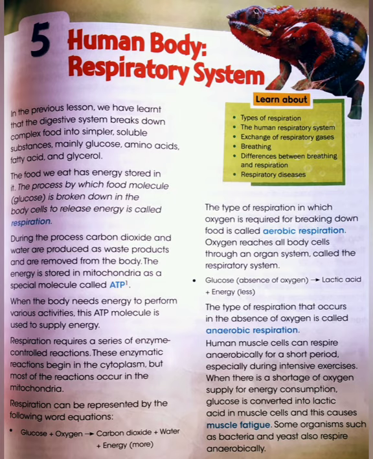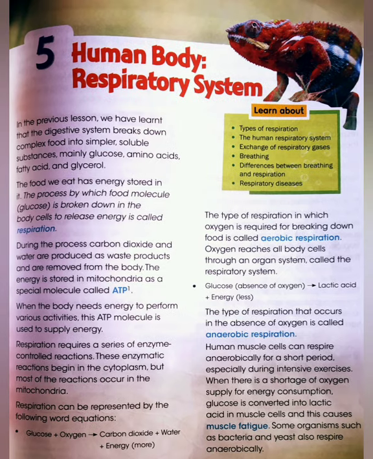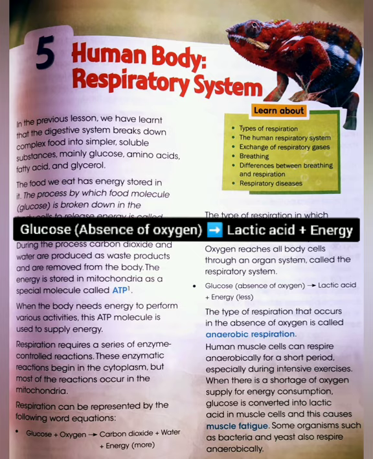Respiration is of two types, that is aerobic respiration and anaerobic respiration. From the term only, you can understand that aerobic respiration means oxygen is required for breaking down food. Means the respiration that occurs in presence of oxygen is called aerobic respiration. Next is anaerobic respiration, which occurs in absence of oxygen. In this case, glucose breaks down in absence of oxygen, which produces lactic acid and releases energy, but less energy.